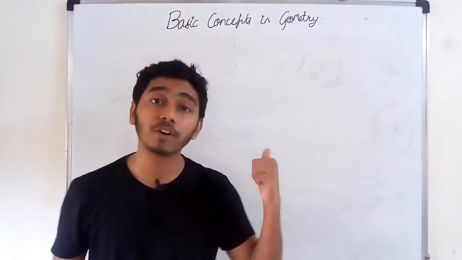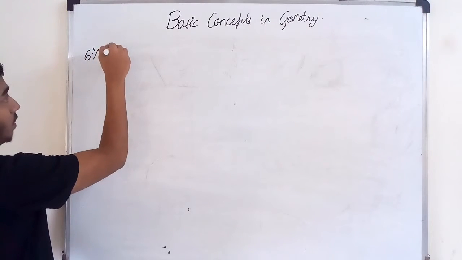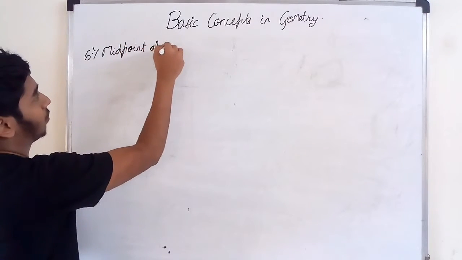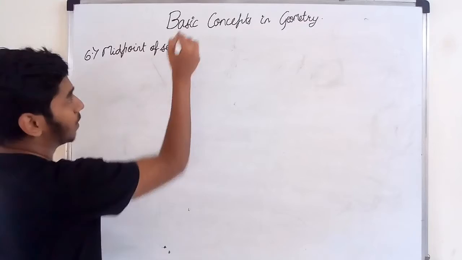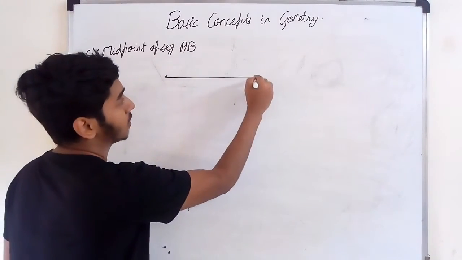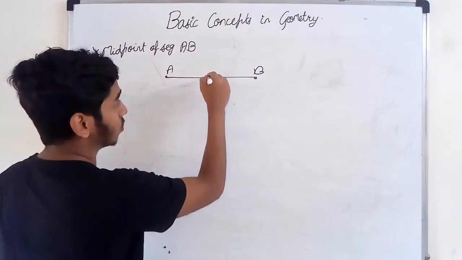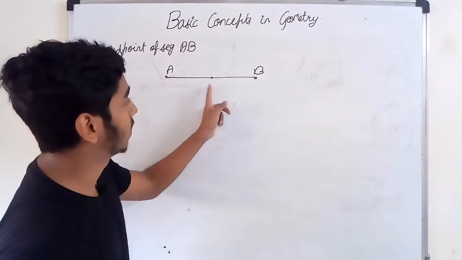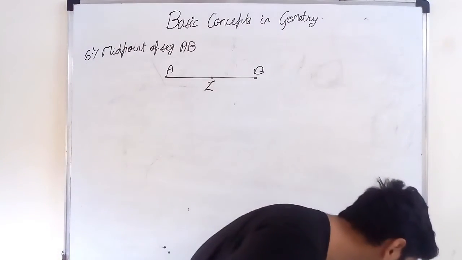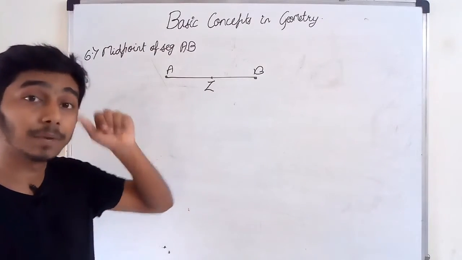So we'll see what is the midpoint of a segment. The sixth topic, midpoint of segment AB. So what is the midpoint? I will show the property of it. Let's draw a segment AB. Let's name this point Z. Let's name Z as the midpoint.